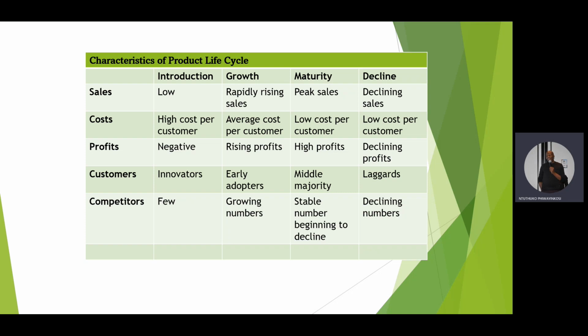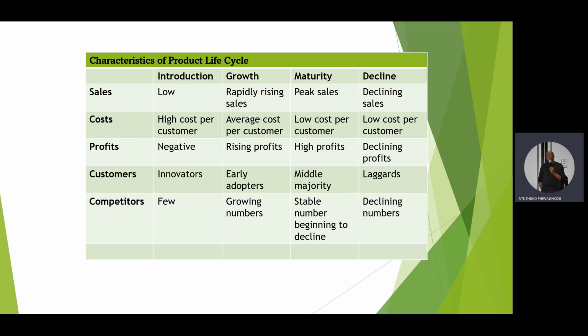Then under maturity, there is a low cost per customer. Now your product is well established, so you can brag that you have the coolest product in the market. People are not bargaining for a lower price, but are buying your product left, right, and center like hot cookies. So it's take it or leave it under maturity. Now there is a low cost per customer. And also under the decline phase, there is a low cost per customer.